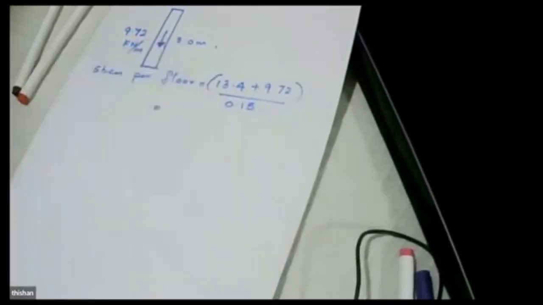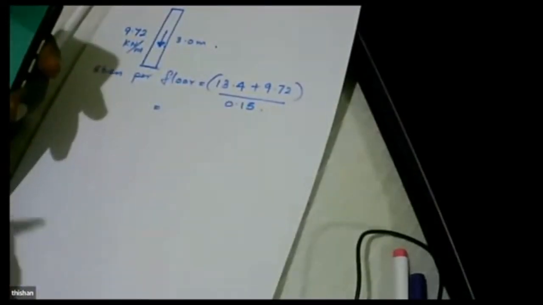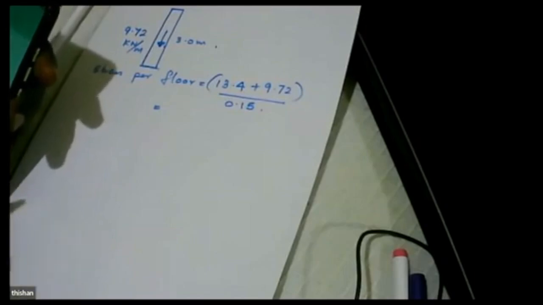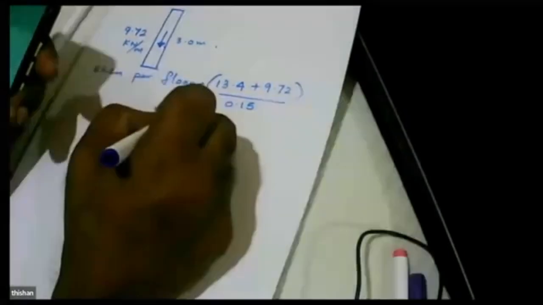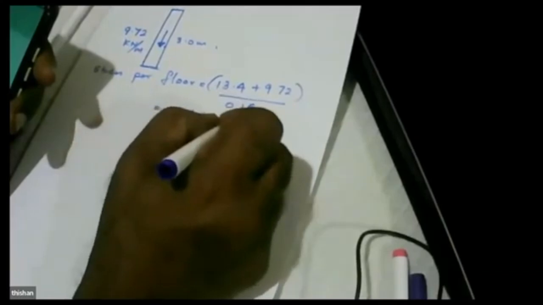So that gives 13.4 plus 9.72 divided by 0.1. So that gives a stress of 154 kilonewtons per square meter.